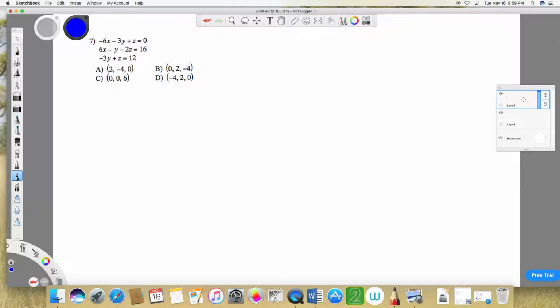We have a 3 by 3 system of equations to solve. It has x, y, and z, but actually if we look at that third equation, I don't see an x there. So what I would do if I were you is rewrite this and number these equations. So negative 6x minus 3y plus, and I'm going to put a 1z there just to help me out, is equal to 0. And I'm going to call this equation 1.